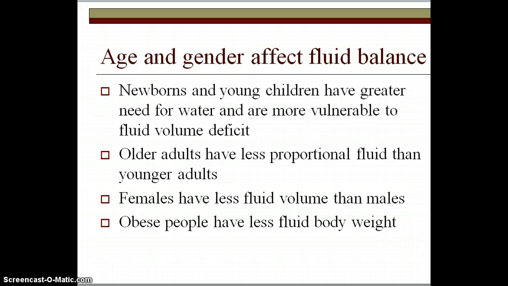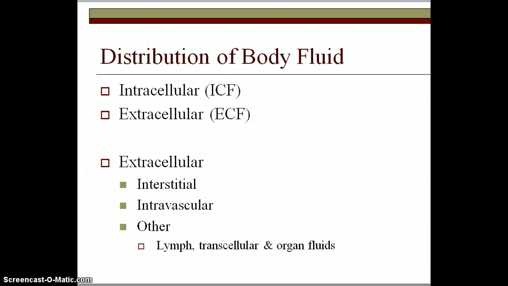As we look at older adults, we know that because they don't have as much adipose tissue or less muscle mass, that also has an effect on their fluid balance. Females tend to have more adipose tissue than males, and we know that obese people have less fluid body weight as a result of the adipose tissue they have.